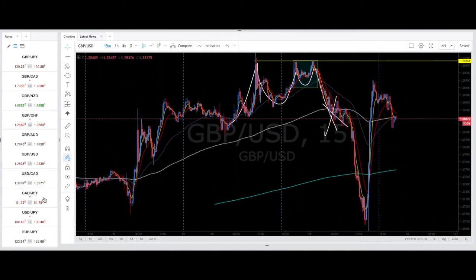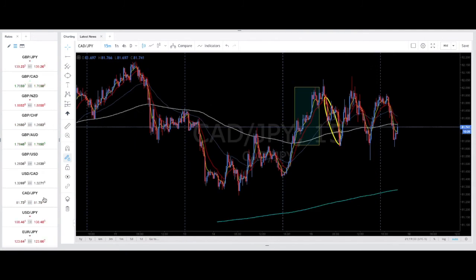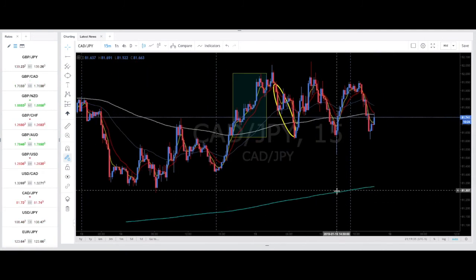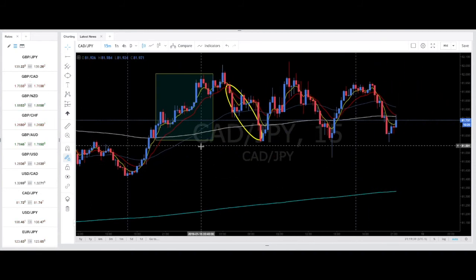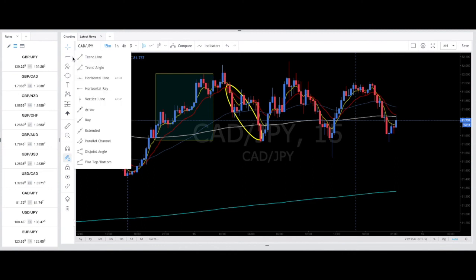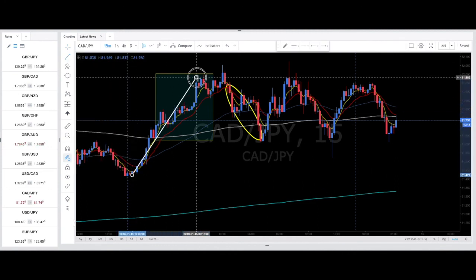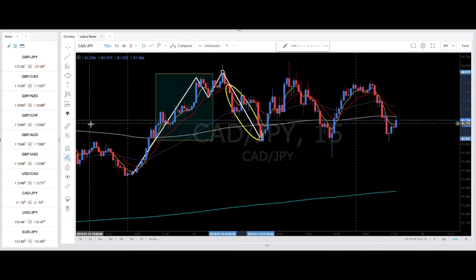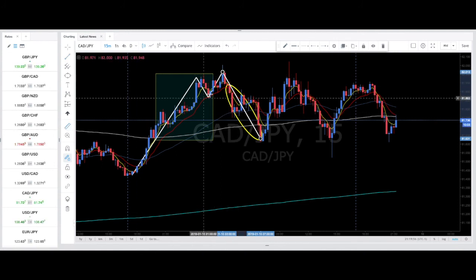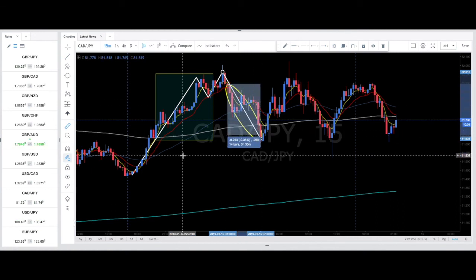So let's take a look at some of the other pairs that were also very good, clear setups for you to trade. Here is CAD Jappy. Okay, we had a nice type 2 pattern on CAD Jappy. Boom, there's your trade right there. Second leg railroad tracks, you take that all day long. That's another 30 pips there.